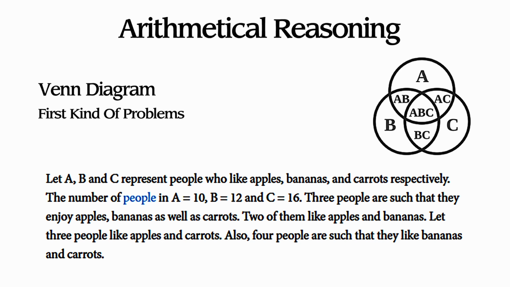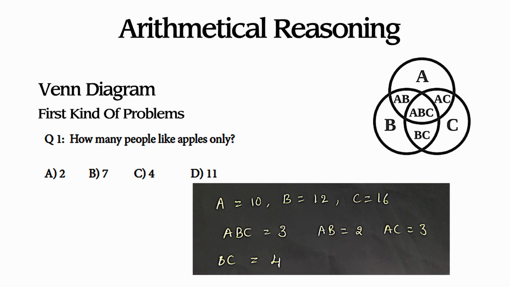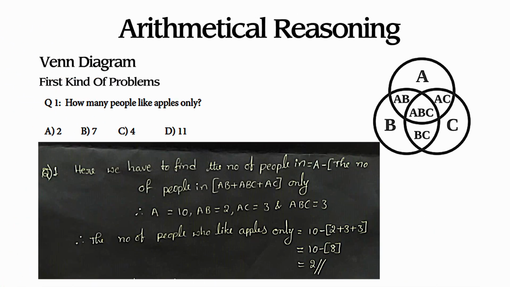Let A, B and C represent people who like apples, bananas and carrots respectively. The number of people in A is equal to 10, B is equal to 12 and C is equal to 16. 3 people are such that they enjoy apples, bananas as well as carrots. 2 of them like apples and bananas. Let 3 people like apples and carrots. Also 4 people are such that they like bananas and carrots. Answer the following questions here.